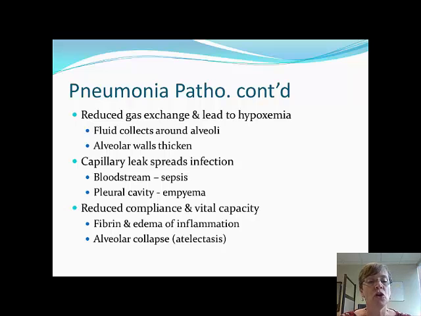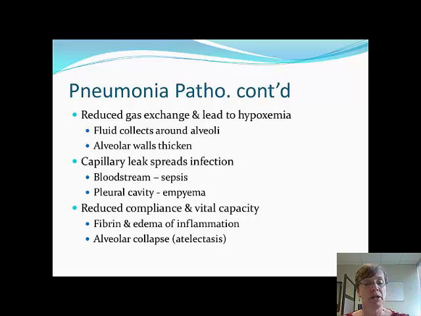So from there, what happens at the alveoli is that because of the fluid that's collected, and also because the alveolar walls are thickening as more things are coming in there, you have a reduced gas exchange, and that person will have hypoxia. Another thing that can happen is that the capillaries will have some of the infection in there, and as they leak, that can spread the infection.